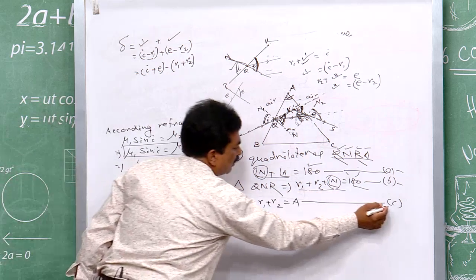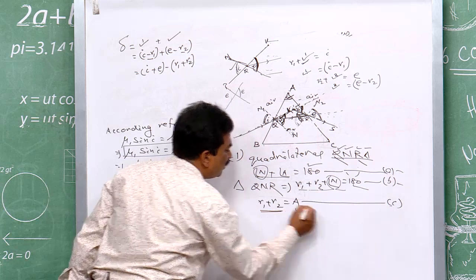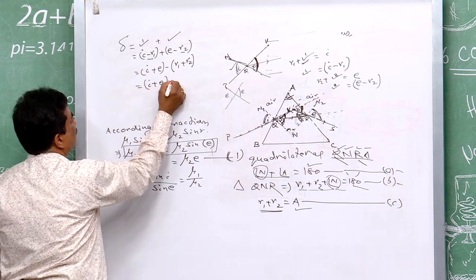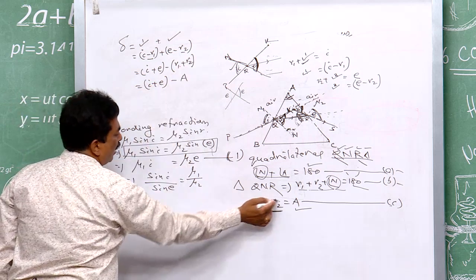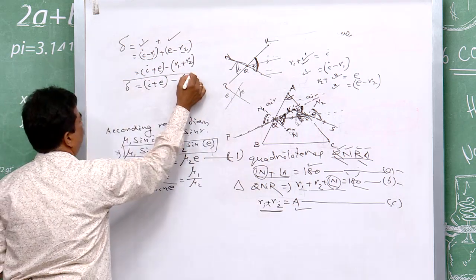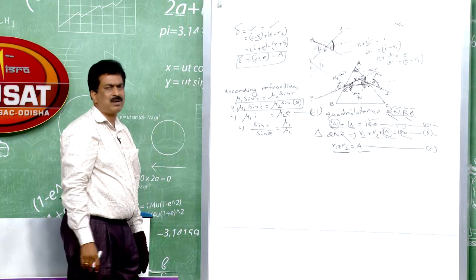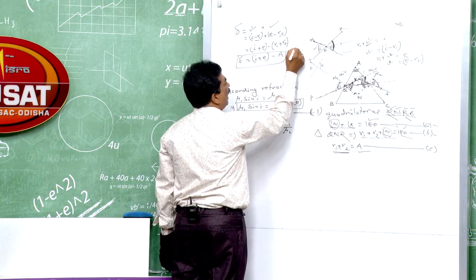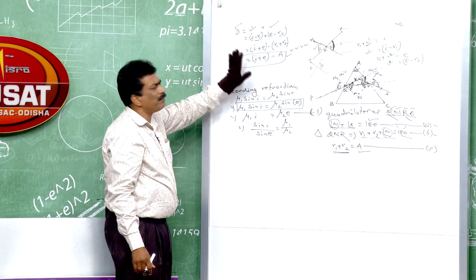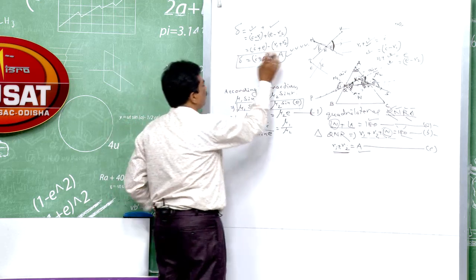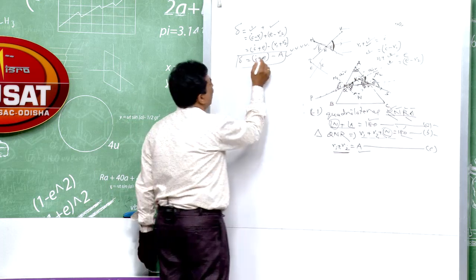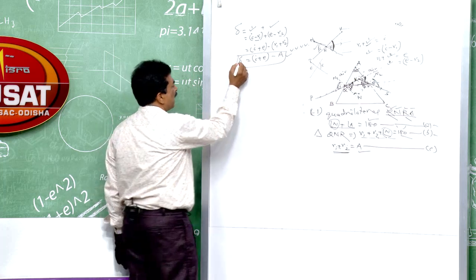But you see, according to equation C, R1 plus R2 is equal to the capital A. So, del is equal to I plus E minus A. It is a very applicable formula for the prism. So, del is equal to this. Okay, are you clear? This del means the angle of deviation.